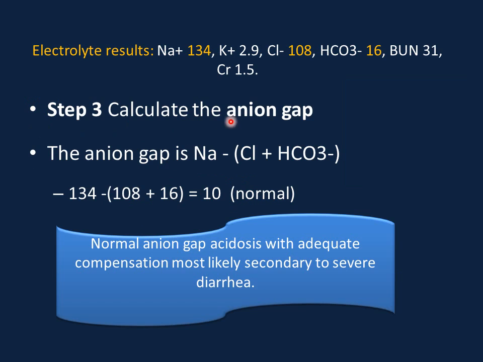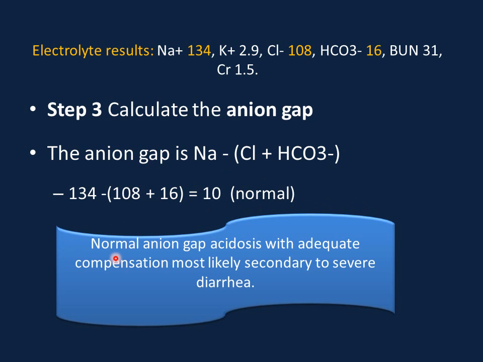Step number 3, you want to calculate the anion gap. You want to know if this is normal anion gap metabolic acidosis or high anion gap metabolic acidosis. How to calculate the anion gap: the sodium minus the chloride plus the bicarb. The sodium is 134 and the chloride is 108 plus 16, so it equals 10. This is a normal anion gap.